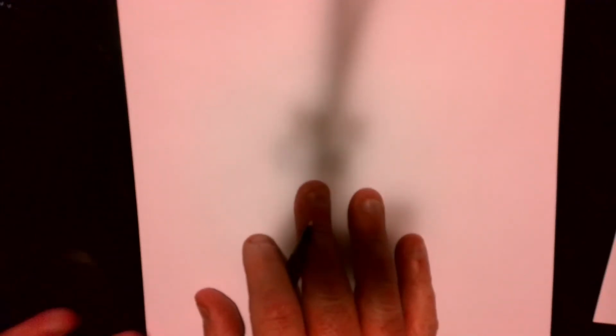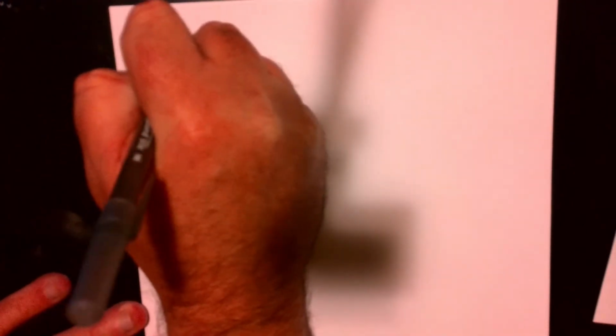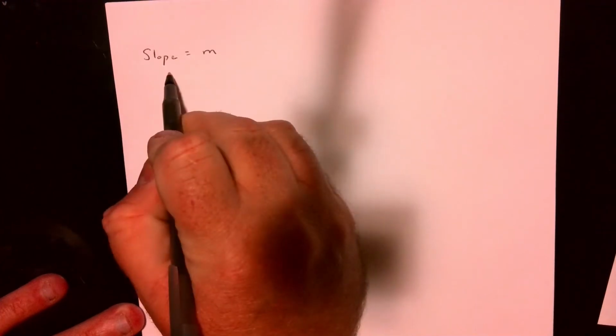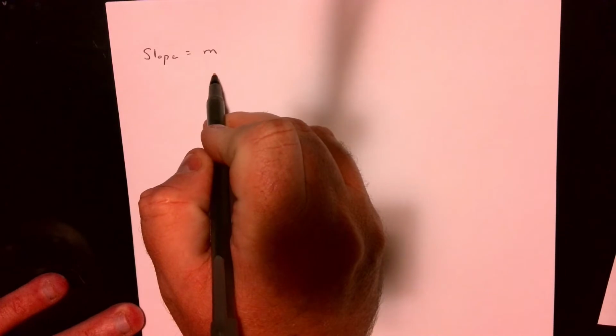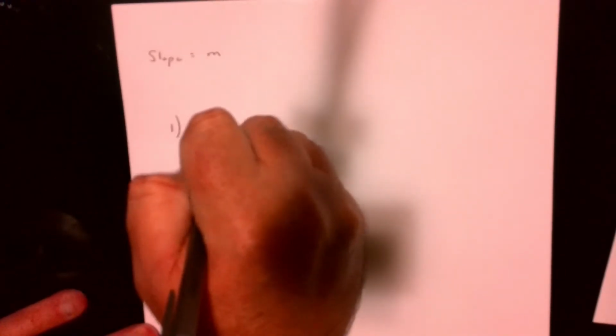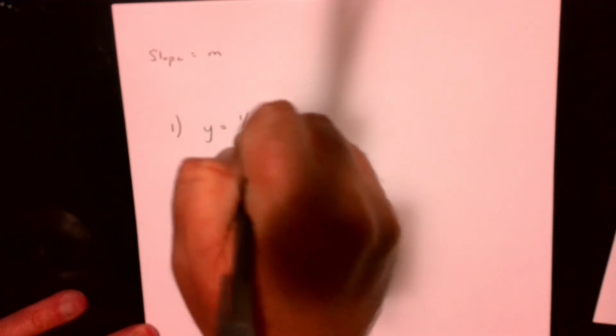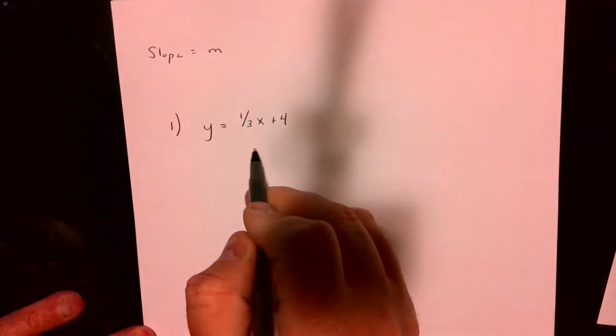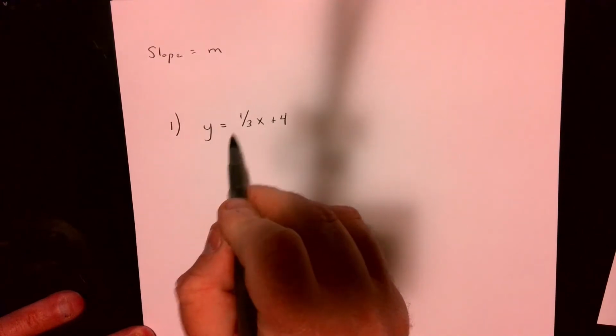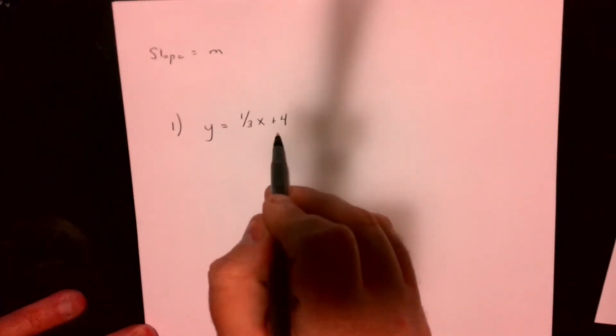In today's lesson, we're going to talk more about slope. In the previous lessons, we have talked about how little m represents slope. Anytime we see m, that means slope. So today, we're going to be given an equation. Let's say we have the equation y equals 1/3 x plus 4.